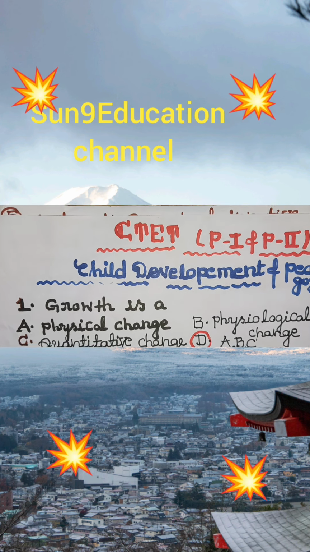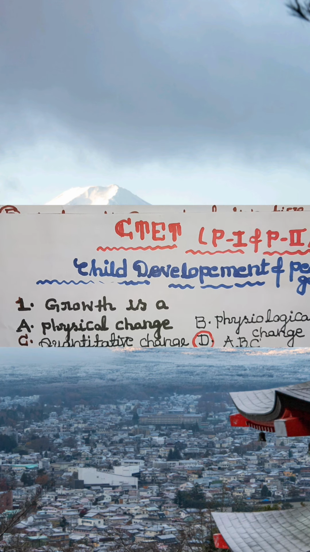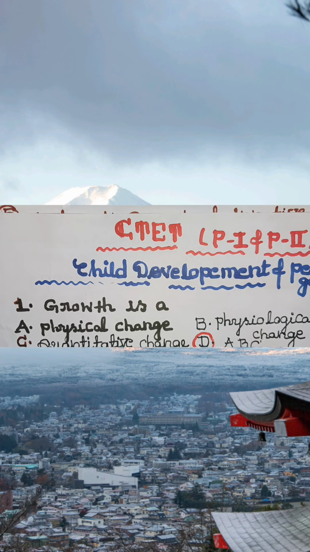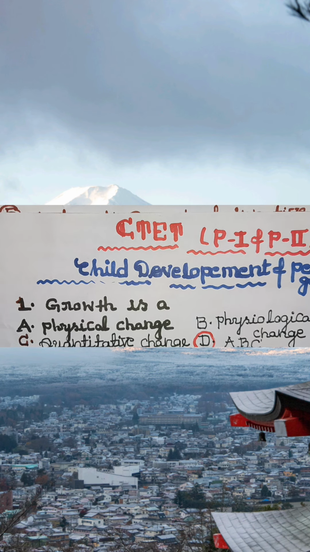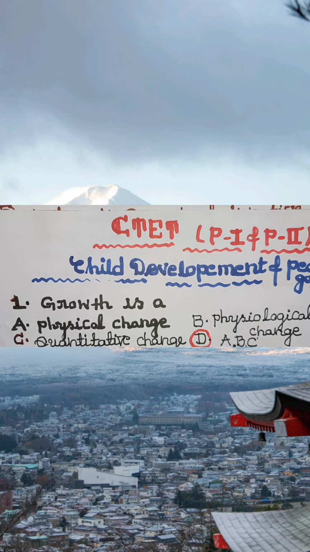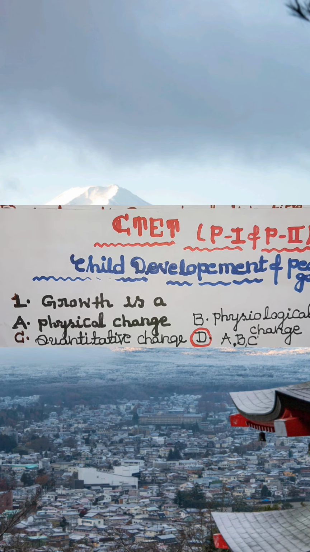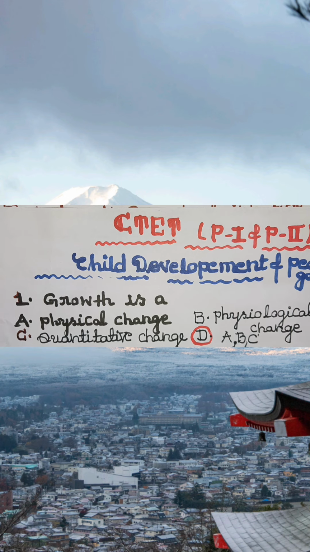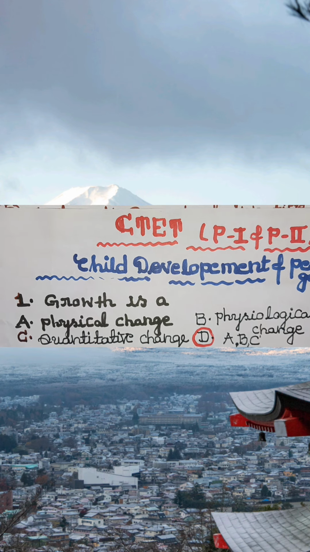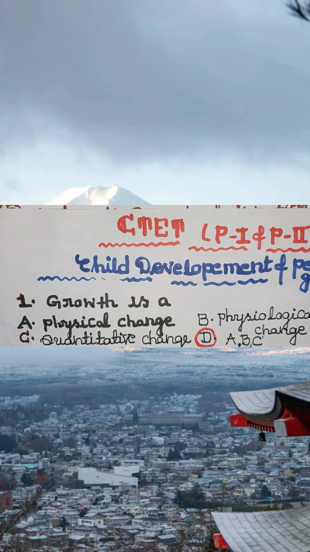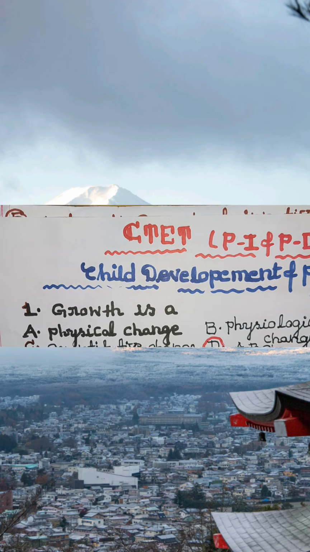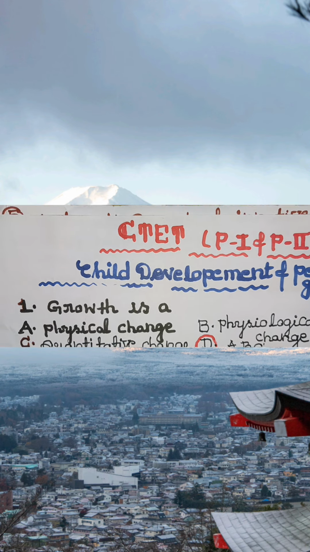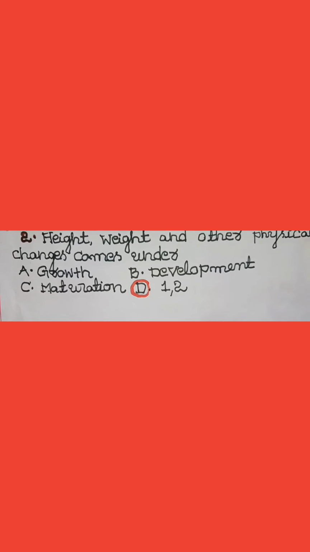Question number 1. Growth is: A. Physical change. B. Physiological change. C. Quantitative change. D. A, B, C. So here the question is: growth is a physical change, and it is also a physiological change, and quantitative change is also known as growth. So the three answers A, B, C are correct. So hence the answer is D. D means A, B, C is the right answer.